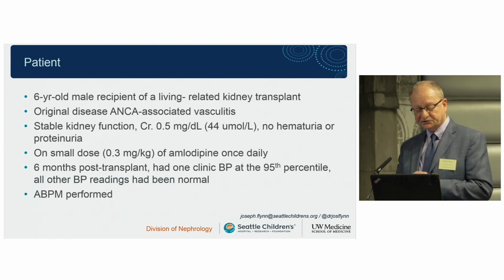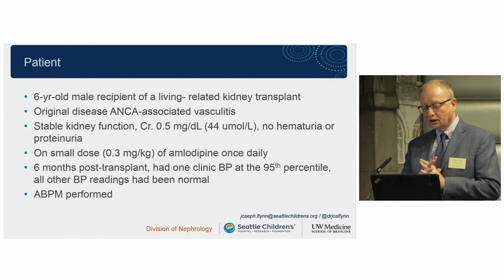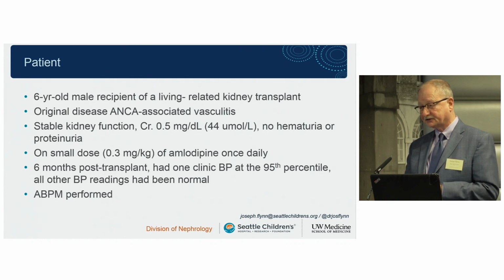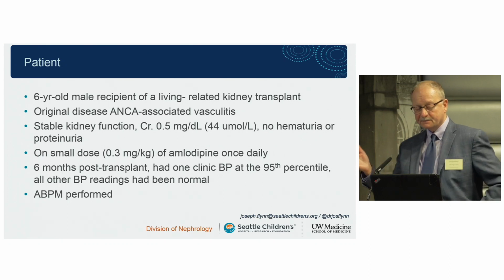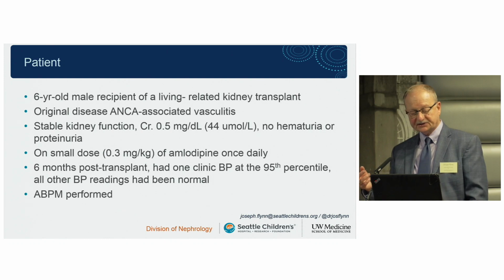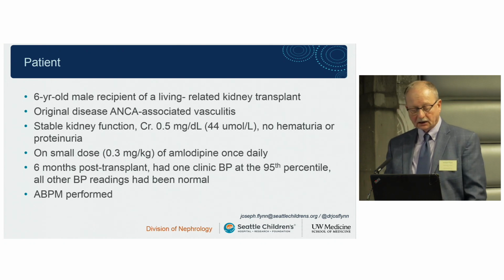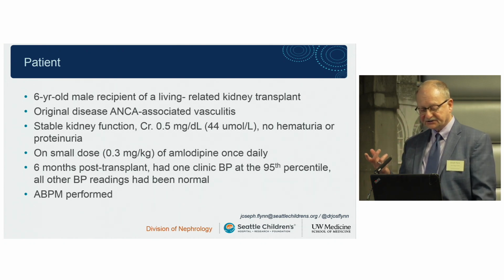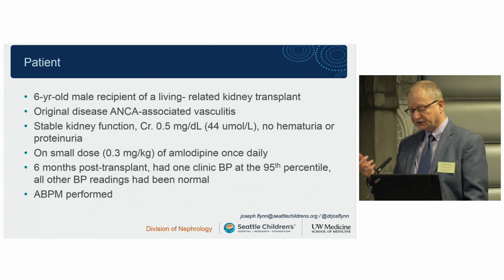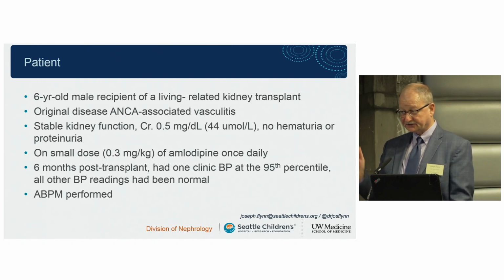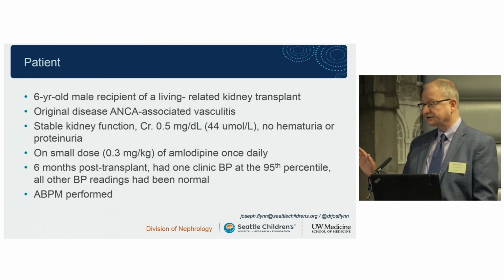So start with a description of a patient. This is a 6-year-old boy who had gotten a living-related kidney transplant. He had ANCA-associated vasculitis for his cause of end-stage kidney disease. He came in for a routine checkup about 6 months after transplant. He had normal kidney function, which you can see there. He had been on some amlodipine already. And at the clinic visit, he had one blood pressure reading at the 95th percentile for his age.